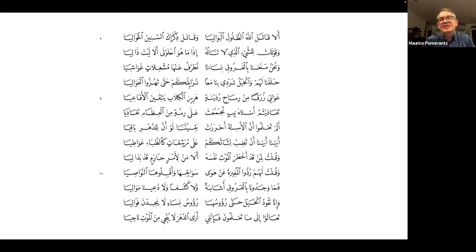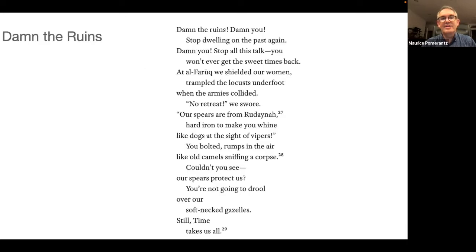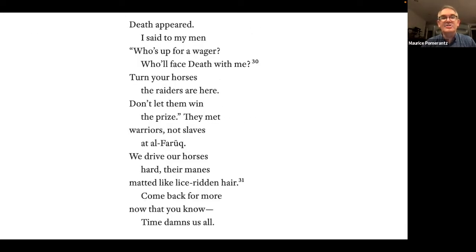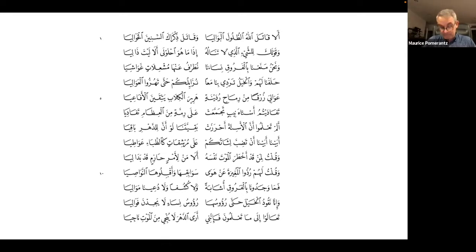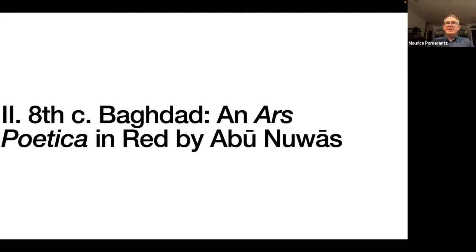If you notice, actually, or I'll explain it to you, in the first line is the word Allah, God in Arabic. Ala qatal Allah at-talul al-bawaliya. Damn the ruins, damn you. Notice we did not translate, actually, the word God there, because it's an expression. For us, it's may God make perish these ruins.